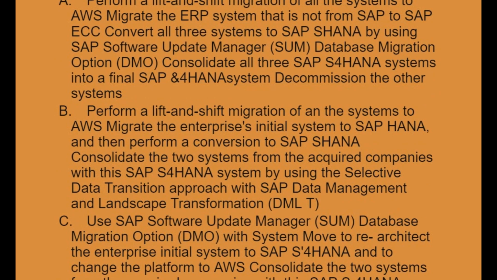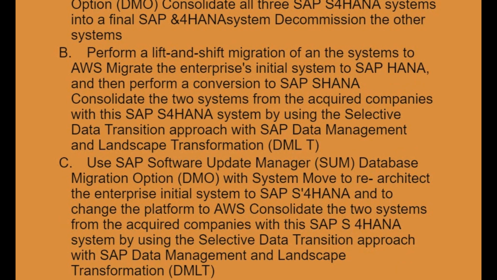Option B, perform a lift and shift migration of the systems to AWS. Migrate the enterprise's initial system to SAP HANA and then perform a conversion to SAP S/4HANA. Consolidate the two systems from the acquired companies with the SAP S/4HANA system by using the selective data transition approach with SAP Data Management and Landscape Transformation (DMLT).